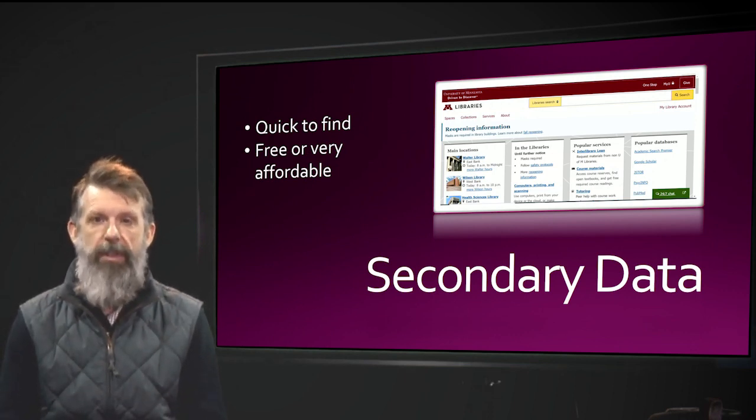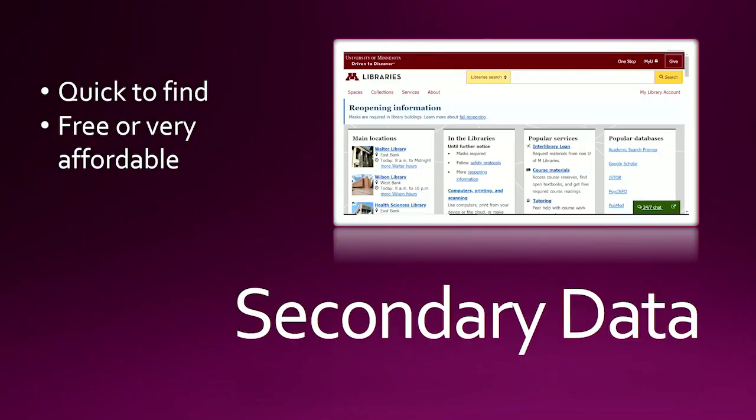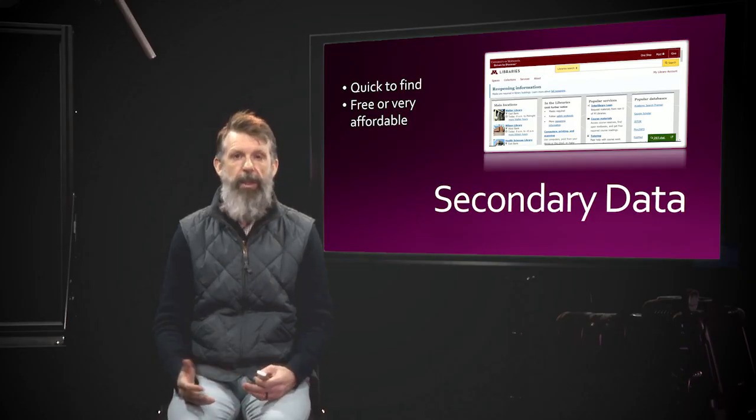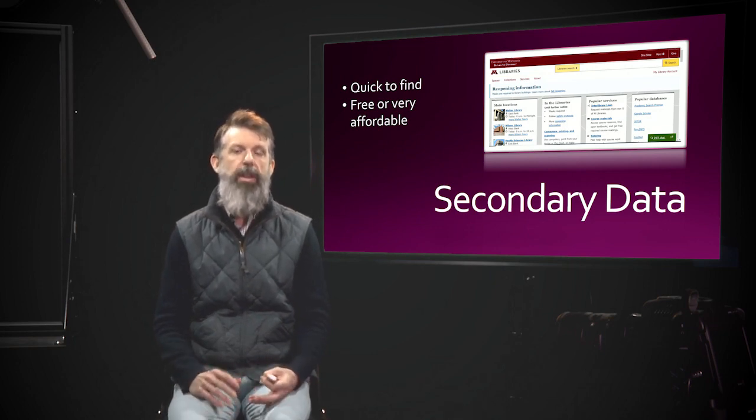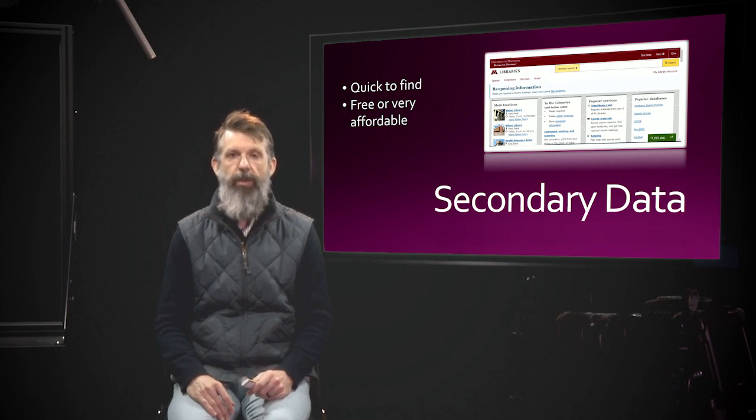The benefit of this, of course, is that it's extremely quick. And it's usually free, or it's very affordable compared to collecting your own data. So even if it's expensive, right, you're hiring some sort of research company to get their data, it's still going to be much cheaper than doing specific research for this problem that you're trying to solve. And that's the benefit of doing secondary research.